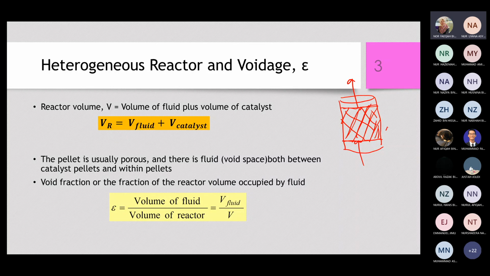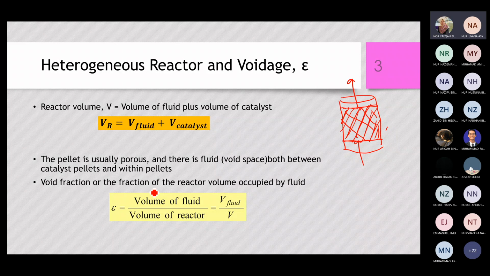Because you know the volume of it and then you know the volume of catalyst. Okay. The pellet is usually porous. So meaning that the pellet of catalyst that we use is a porous catalyst, and there is a fluid void space both between catalyst pellet and within pellets. So pellet catalyst ni lah yang you arrange it in terms of a bed of catalyst. So the pellet of catalyst, you arrange it as a bed of catalyst.